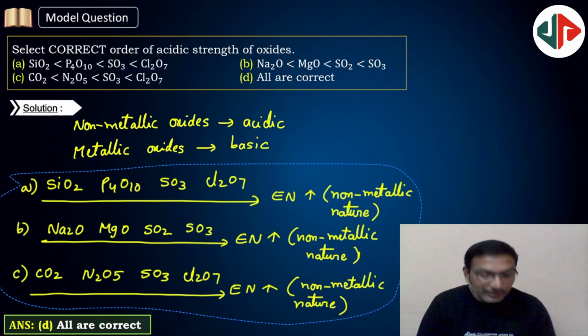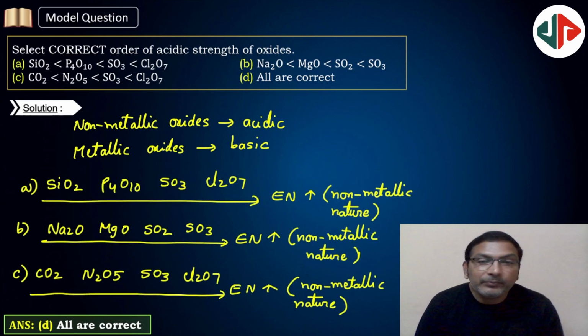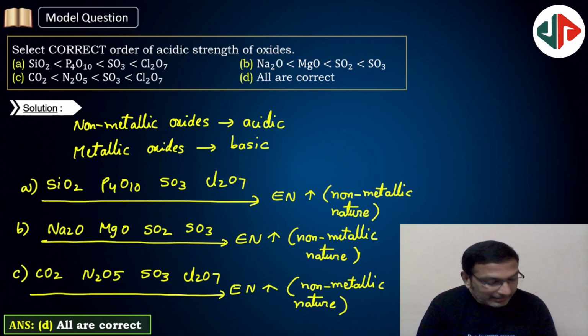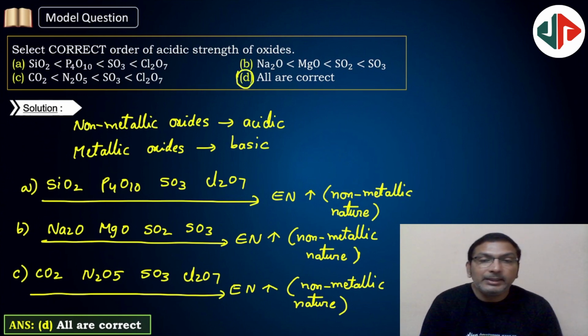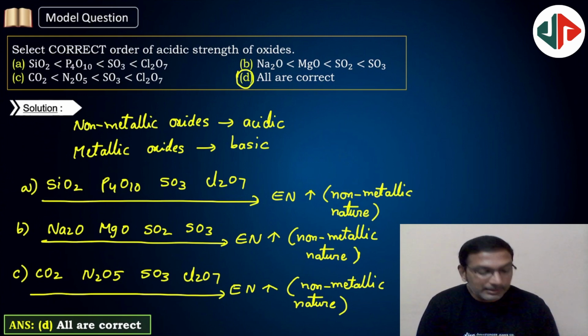As the non-metallic nature increases, electronegativity increases. As the electronegativity increases, acidic strength increases. So therefore, option will be D. All options are correct. Due to increase of electronegativity or non-metallic nature. Next question.